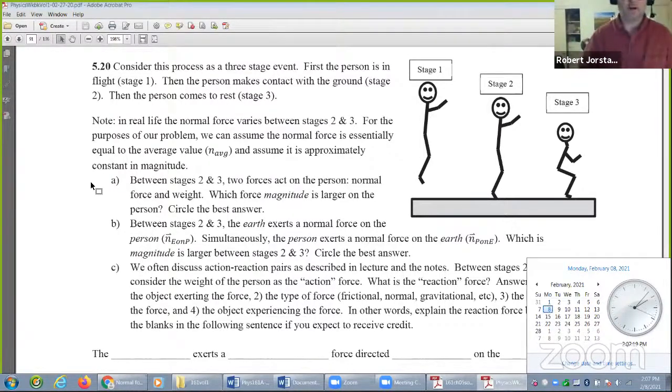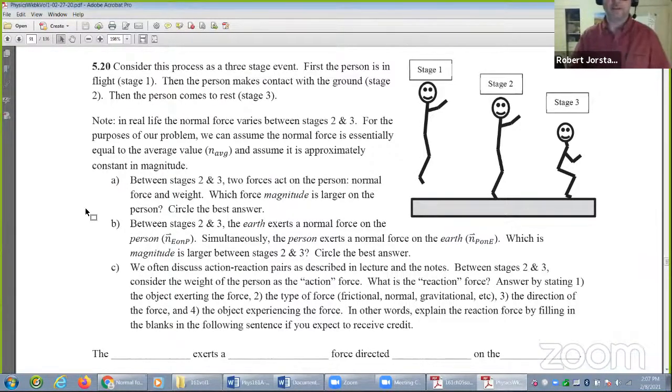All right, so I don't know if I gave you enough time, and I'm sorry if I didn't. What do you think is happening here? What should be true between stages 2 and 3? Obviously, between stages 2 and 3, there's a normal force upwards on the person, and then there's the weight of the person pulling them downwards. Which force should be larger? Which force do you think is larger? Or are they the same? Or is it impossible to determine? What do you think?